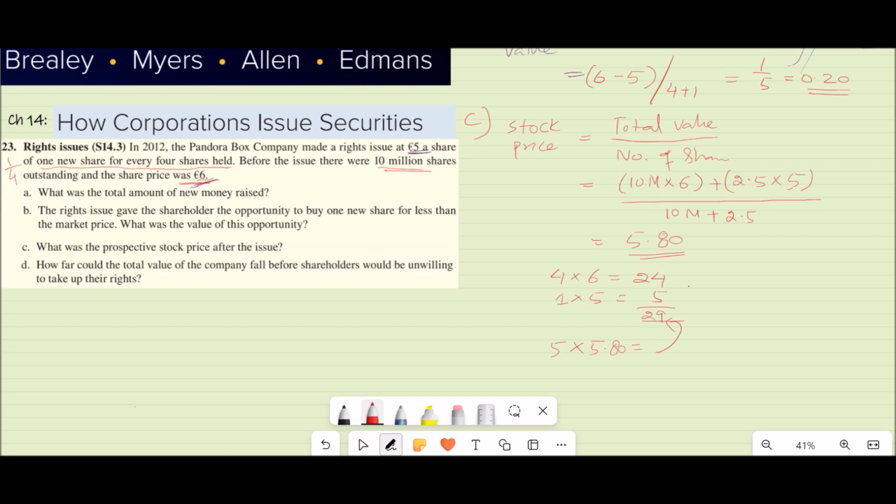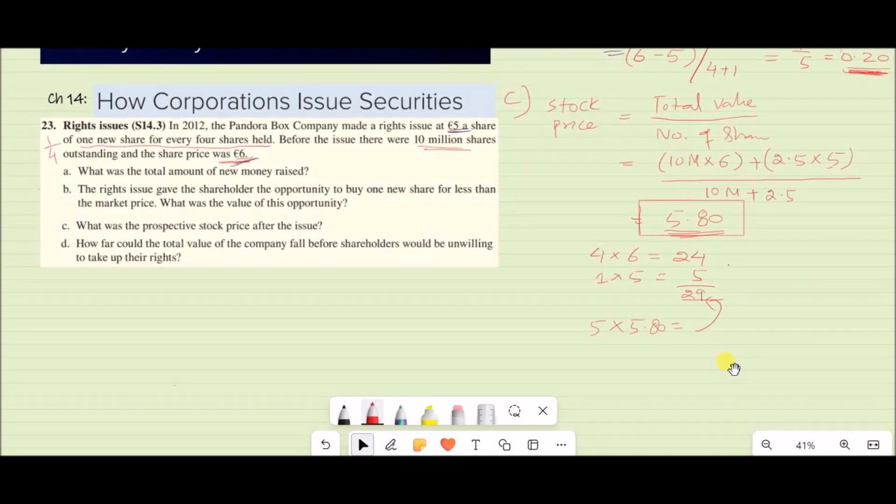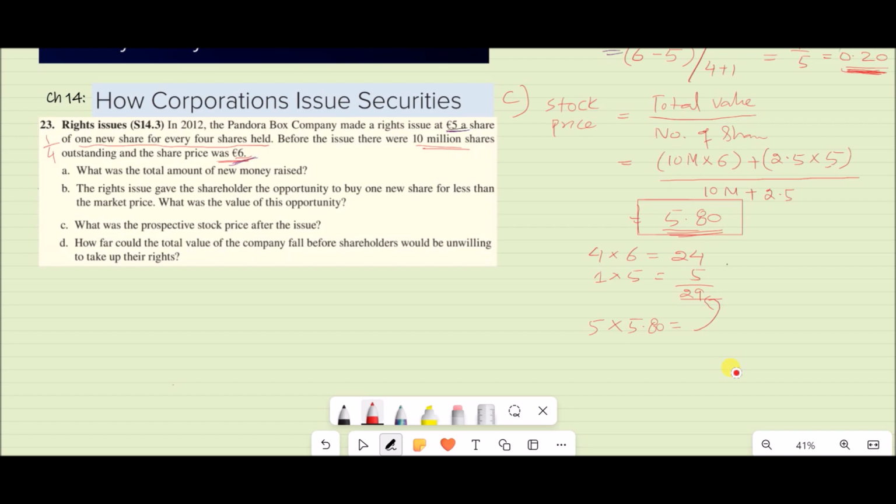But if you reject the right issue, then your value will decrease by $0.20, right? Because you haven't bought the share at $5, and after the issue, the price of all the shares will fall to 5.80, so you have lost 0.20. So that's why shareholders never reject this right issue. They always accept this right issue offer. So let's get back to our questions. Part D.